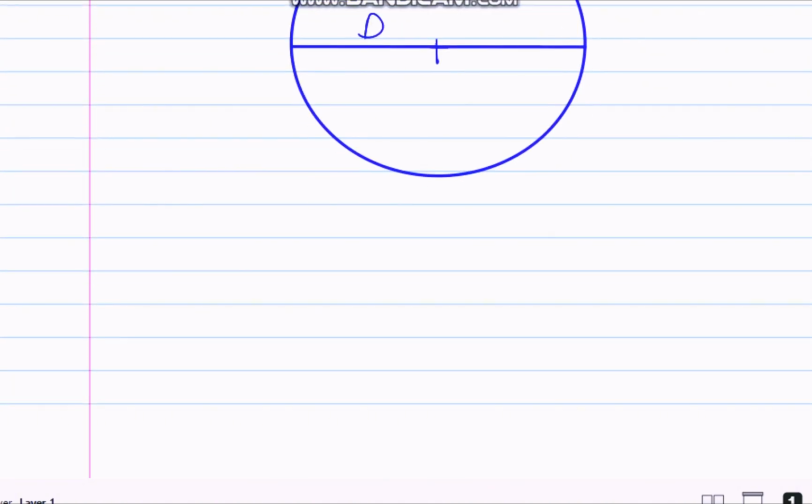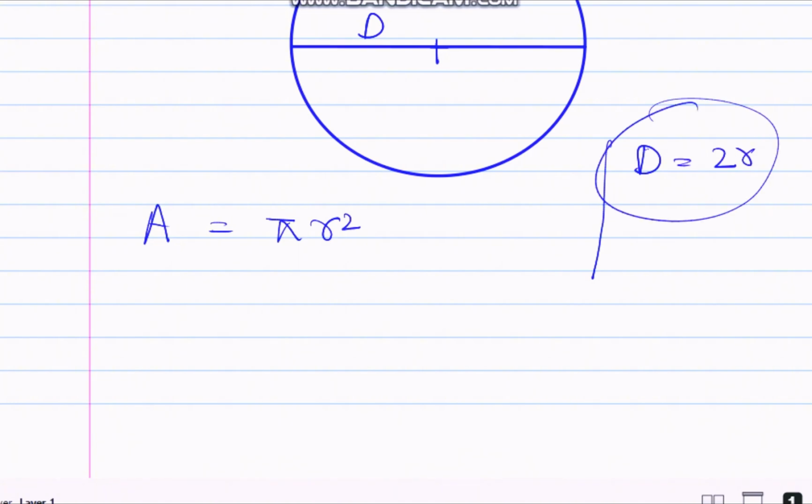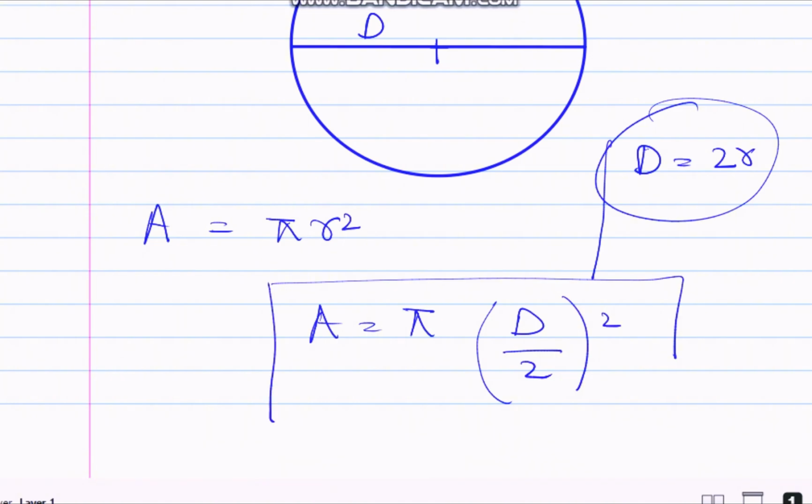Now, if someone asks you what is the area of the circle, we know that area is pi r square, and we also know that D is equal to 2r. Diameter is basically 2r. Now you can also say that the area is equal to pi into D by 2 whole square. You can also write the equation like this. Did you understand this point or not, Shiva?